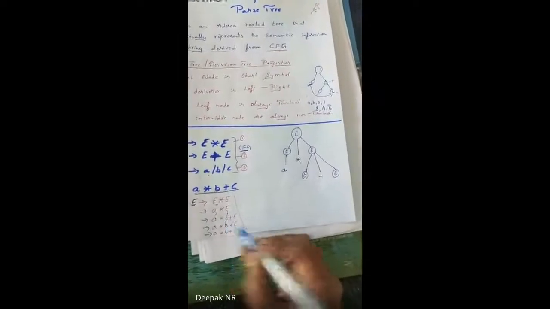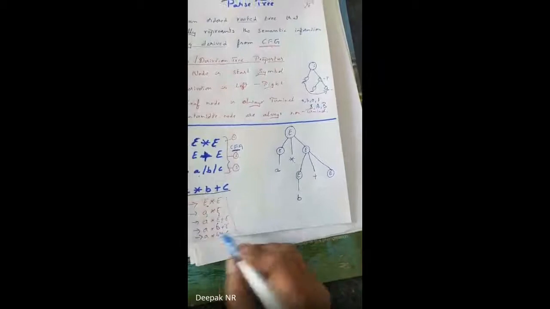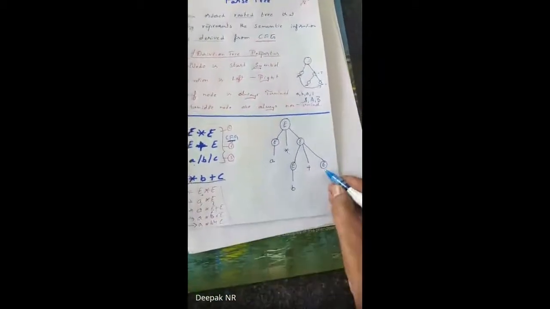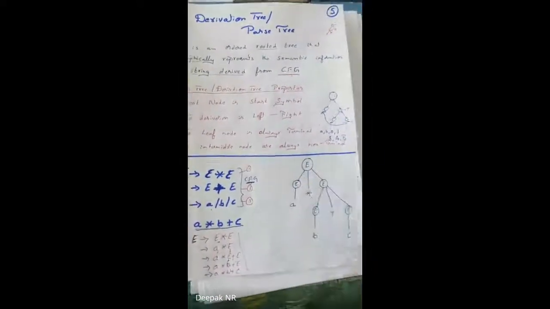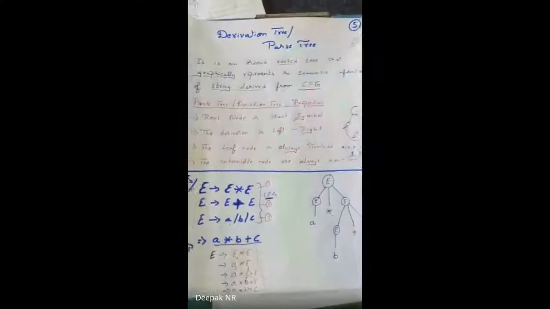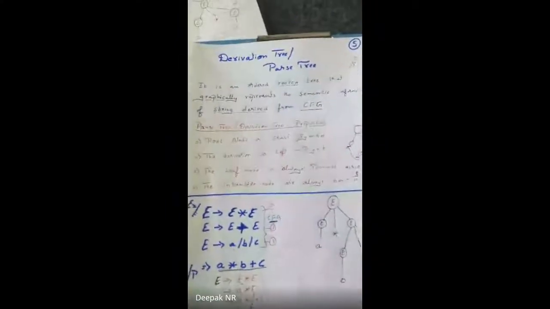Now, what is the value of this E? The value of this E will be B, plus, and the value of this E will be C. This is called a derivation tree or a parse tree. Now let me see the properties.